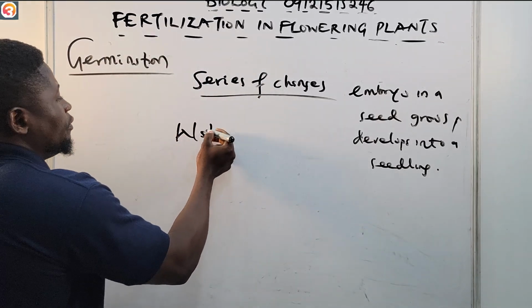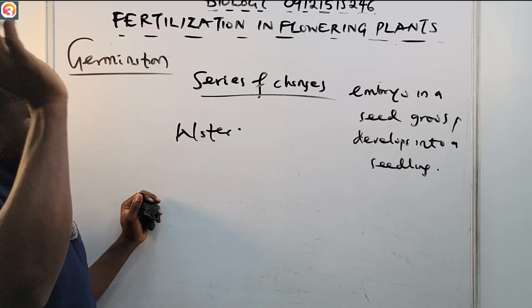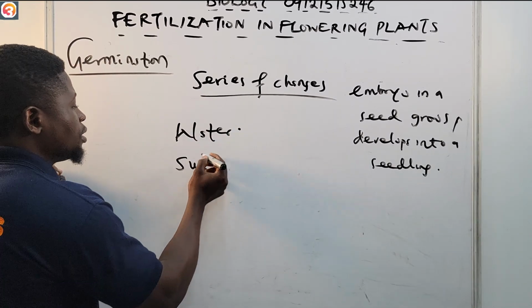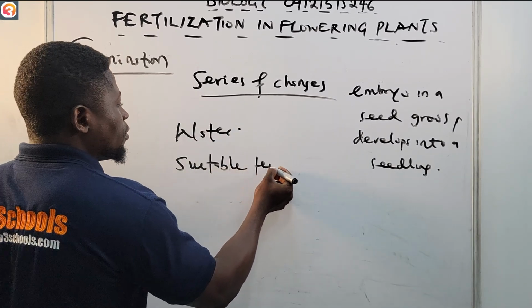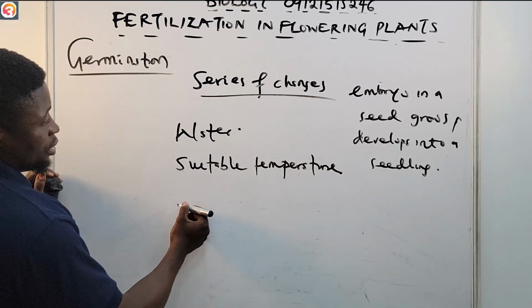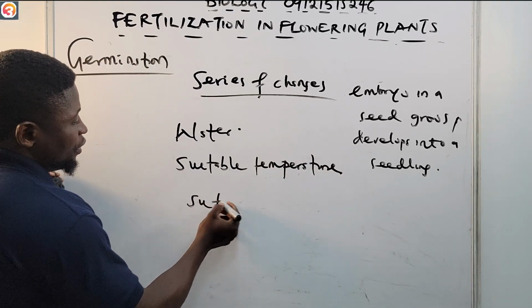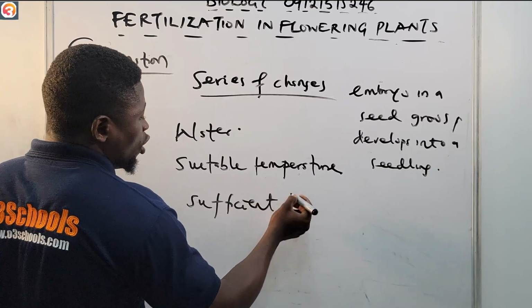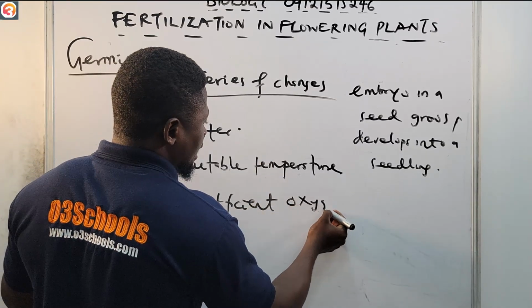So let us see some of those conditions. One, we have water, which is the ultimate of them all. They also need a suitable temperature. They also need sufficient or adequate oxygen supply.